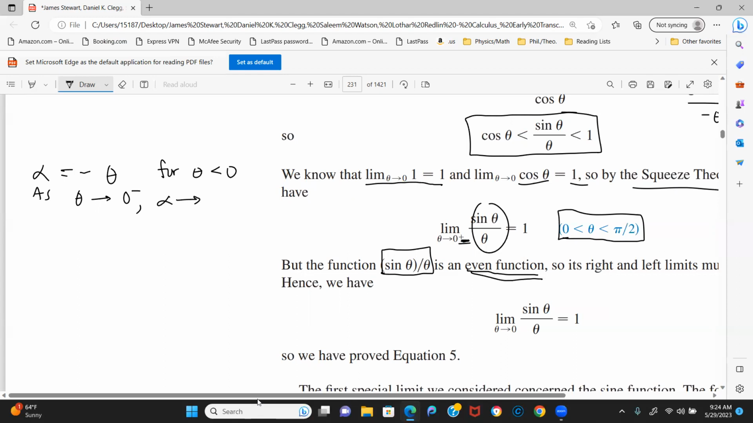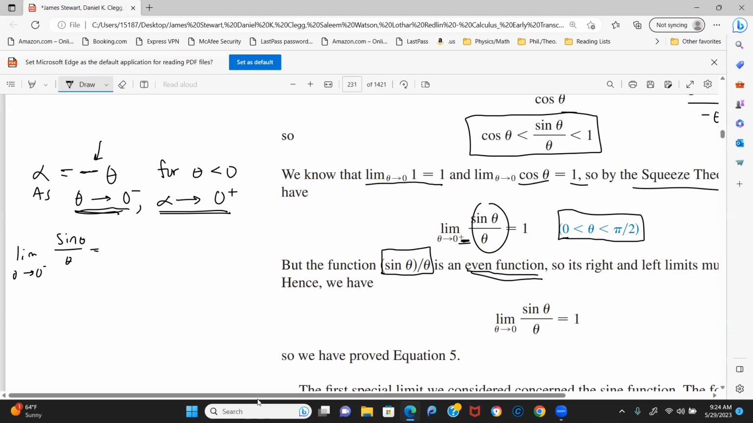Theta approaches 0 from the left, theta is going to be a small negative number, and alpha is equal to negative theta, so you make it positive. So as theta approaches 0 from the left, alpha approaches 0 from the right. So that means when you take the limit as theta goes to 0 from the left of sine theta over theta, it's going to be equal.